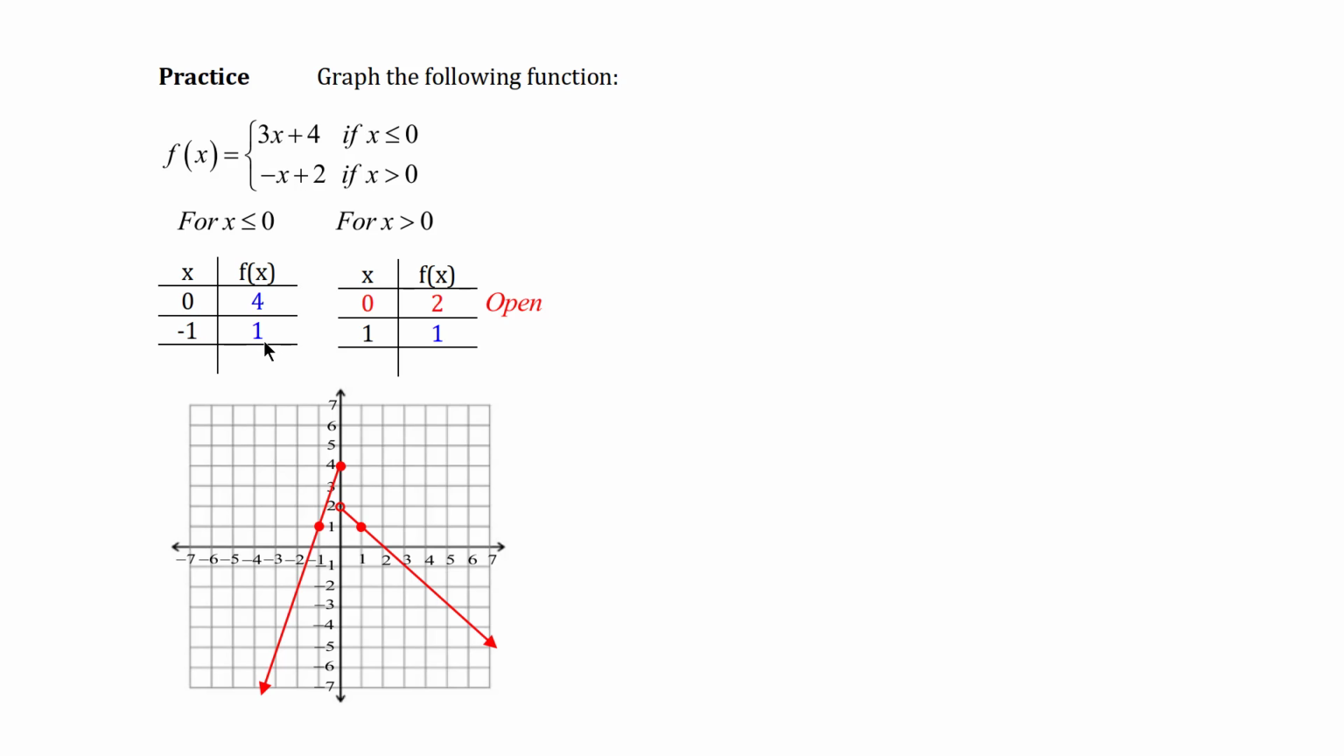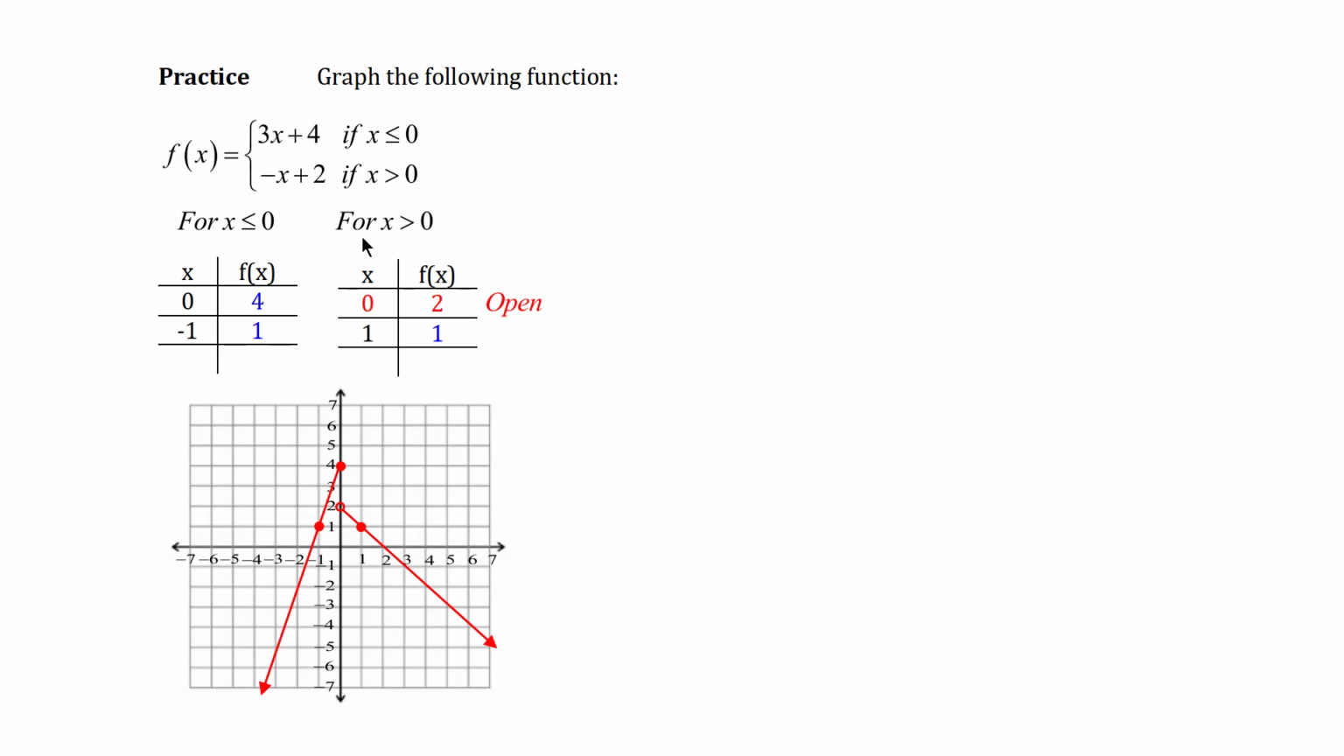Now that we have our x and y values for our 2 points, we could go ahead and plot them. So our first point will be at (0, 4), and our second point will be at (-1, 1). When we graph our line, we graph it going towards the left of 0 because our line only uses the x values less than or equal to 0. Next, we graph the bottom equation.